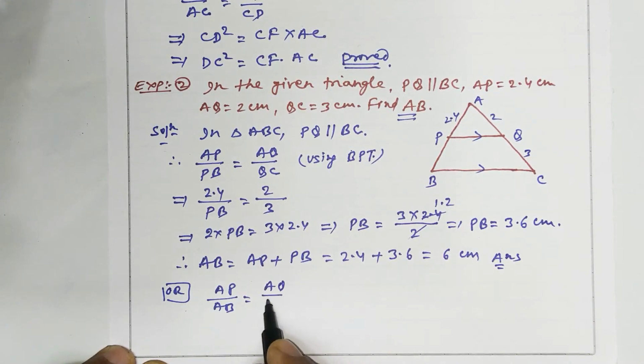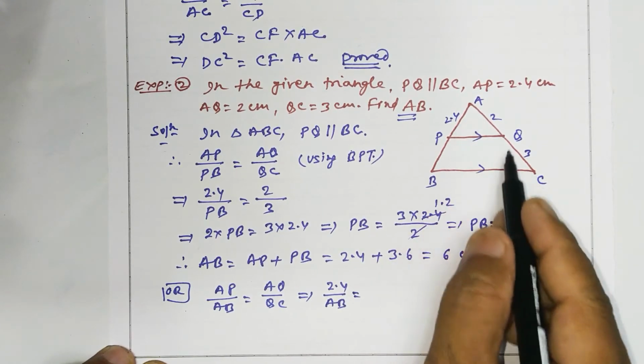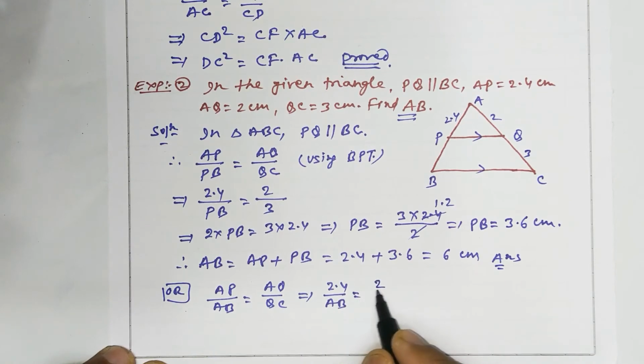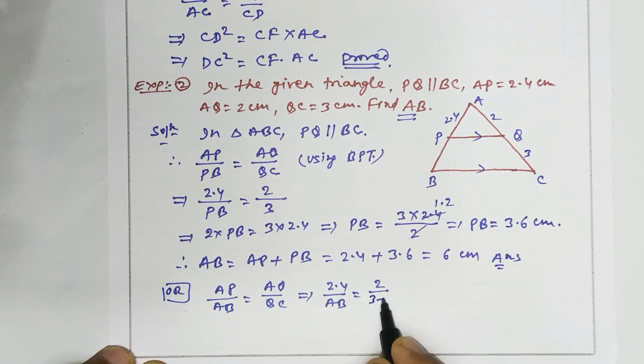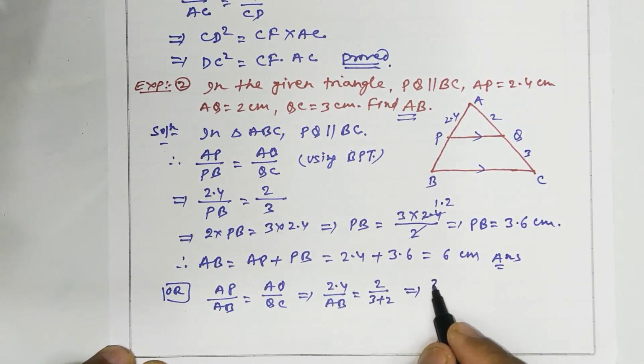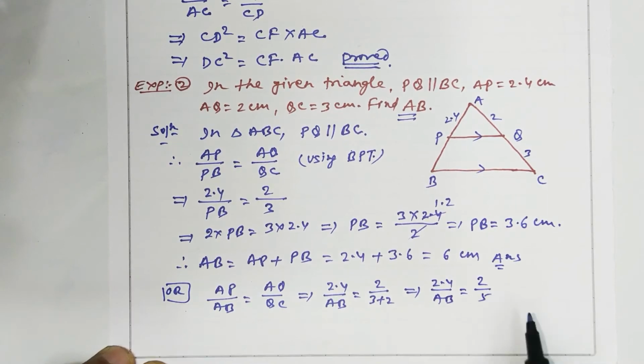AQ by QC. And if you put the values here, AP is 2.4 divided by AB, which we need to find, is equal to AQ, which is 2, divided by AC, which is 3 plus 2. So from here we will get 2.4 divided by AB is equal to 2 by 5.